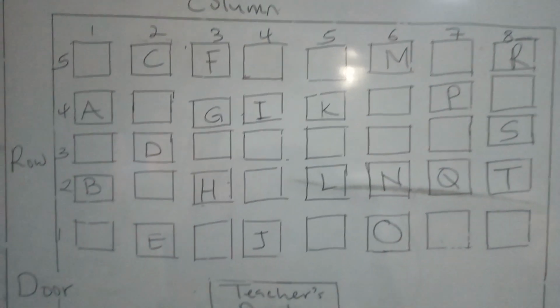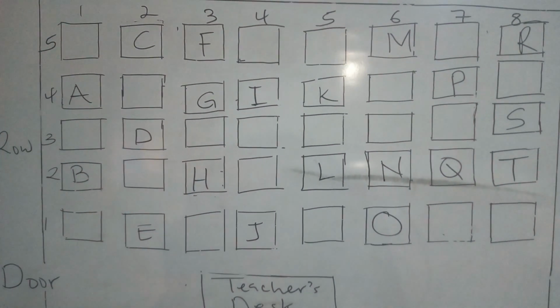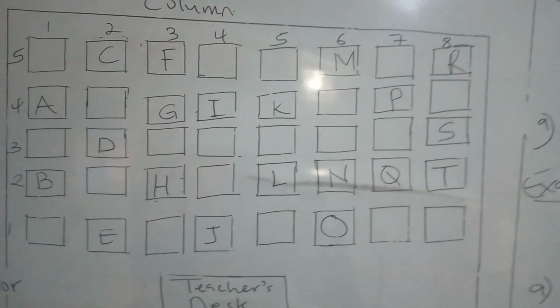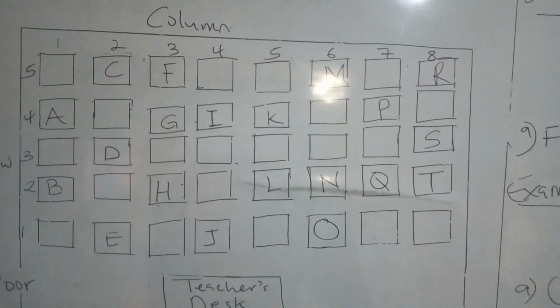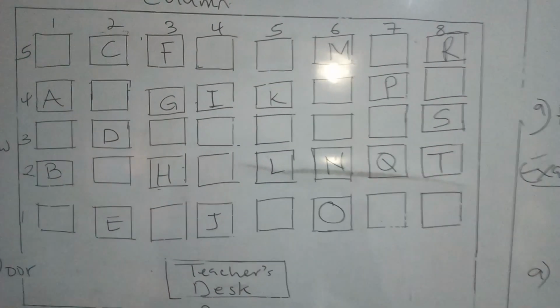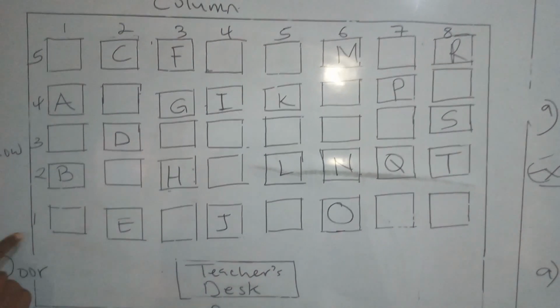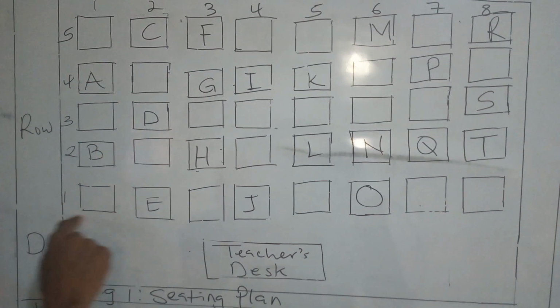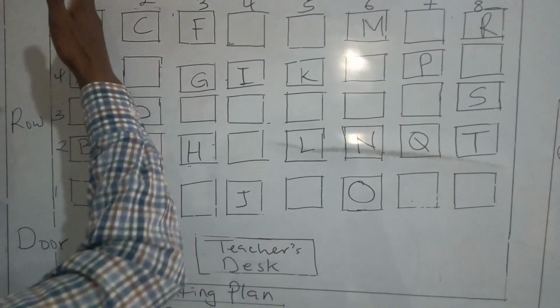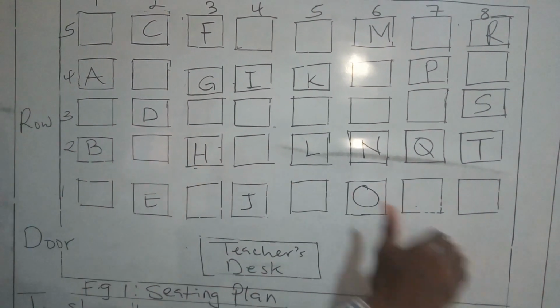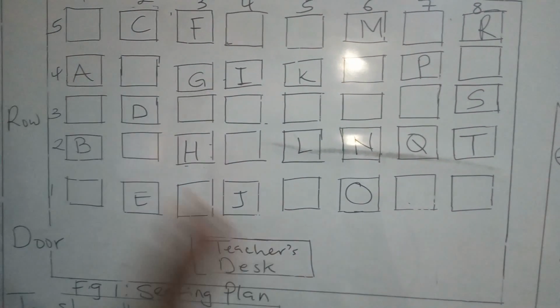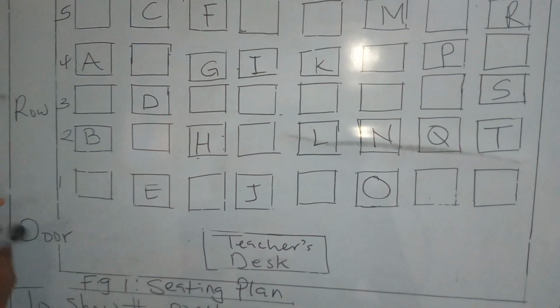The number. Remember, the first number is my column number, which is for the x-axis, while the other one is the row number, which is for the y-axis. So I'm going to look at my x-axis and look for my 1. This is my 1 here. Look at this side. This is 1. This 1 for the column. This is 1 for the row. But the first one here is for what? The column.